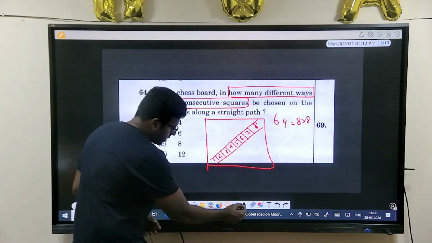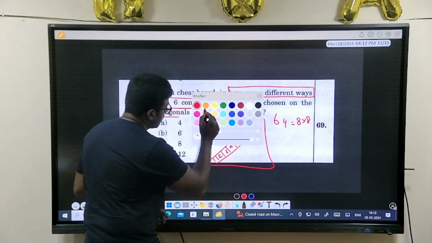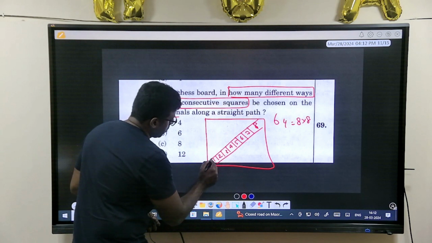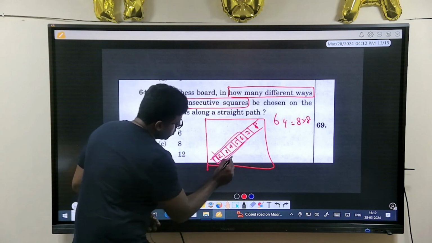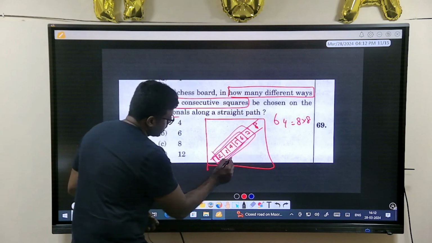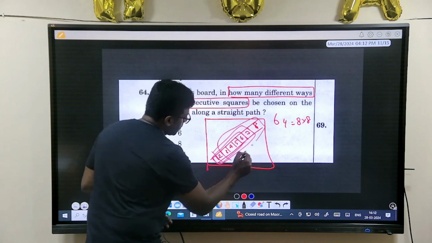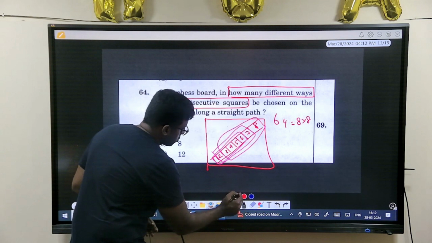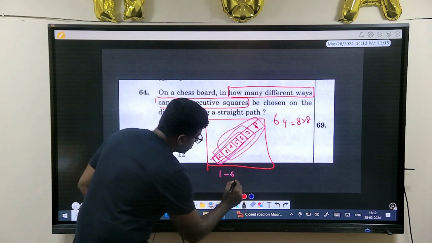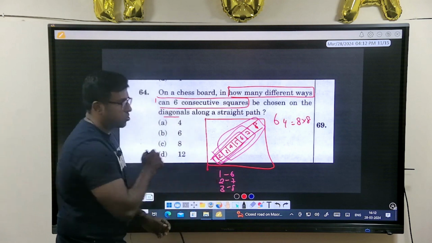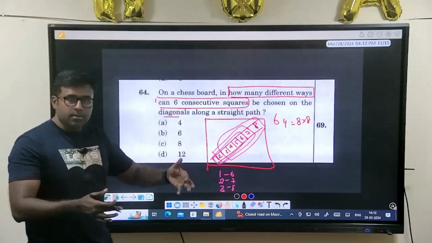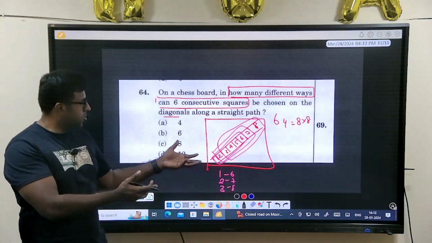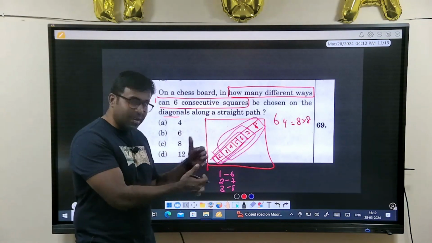In these 8 squares, how will you choose 6 consecutive squares? Look at this. This is how you will choose: 6 like this, then you can choose like this, then like this. That is, you can choose 1 to 6, you can choose 2 to 7, you can choose 3 to 8. This is the logic of this. This is the choice, this is the combination that I have been talking about. It cannot be done any other way.